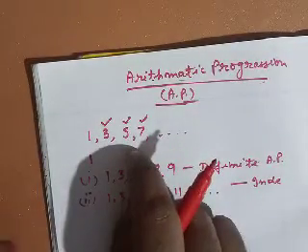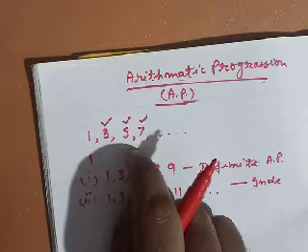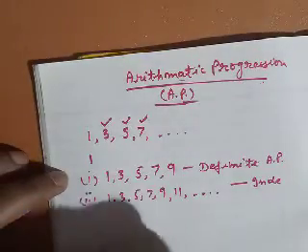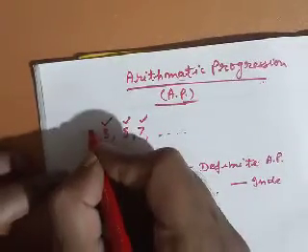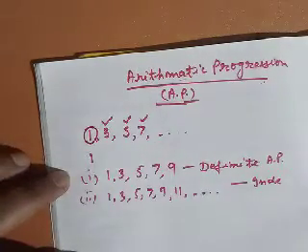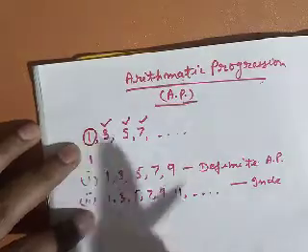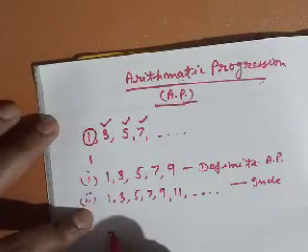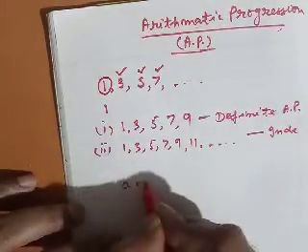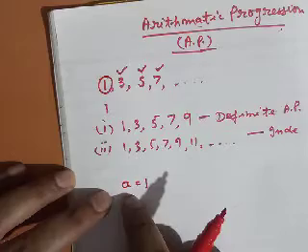First of all, we will check whether it is an arithmetic progression or not. What is the method? First of all, 1 is the first term of this series. The first term is denoted by small a. So small a is equal to 1. A is the first term of the series.